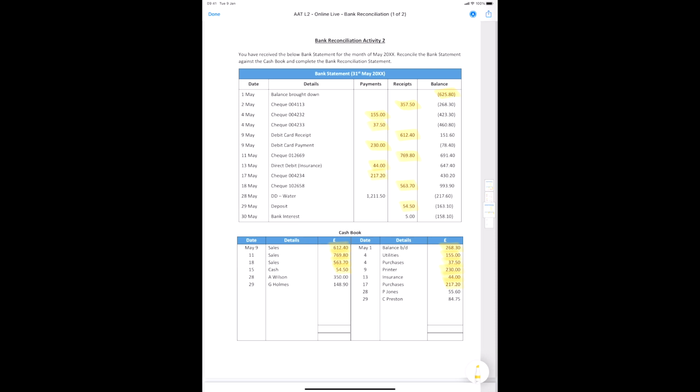Now we can move on to step 2, which is adding any of those transactions which are in the bank statement into our cash book. We've got 2 transactions which we need to enter here. We've got the direct debit for water for £1,211.50. So we're going to enter that in here. That'll be on the credit side because it relates to a payment.